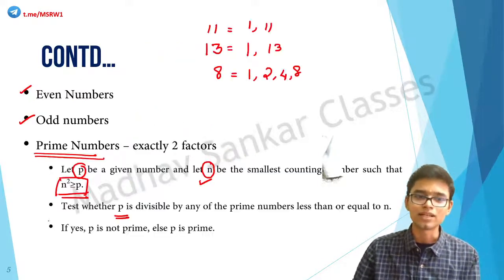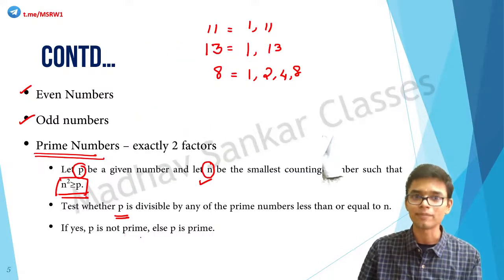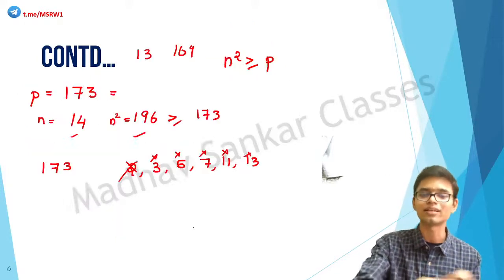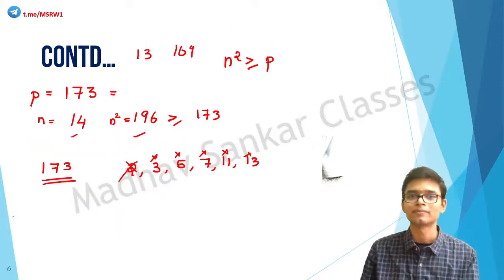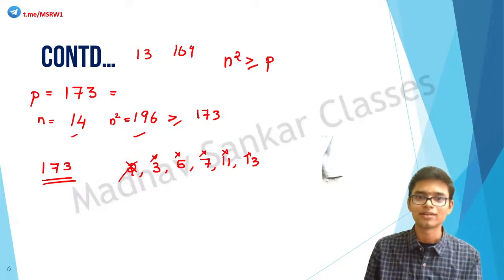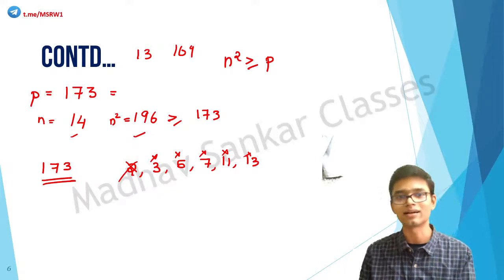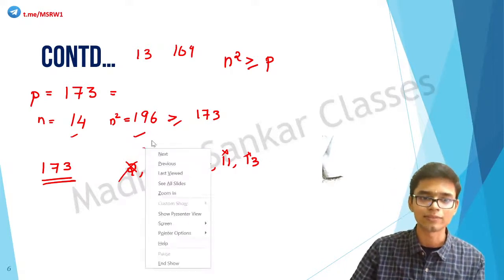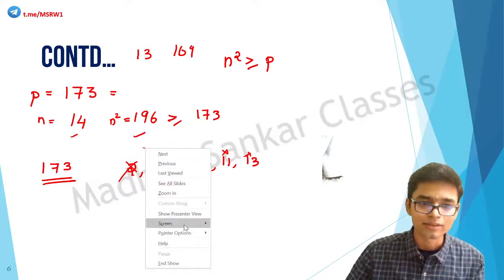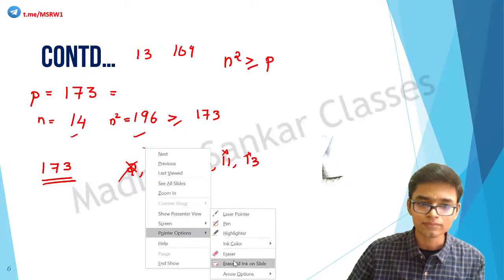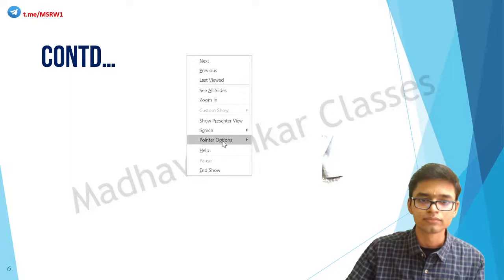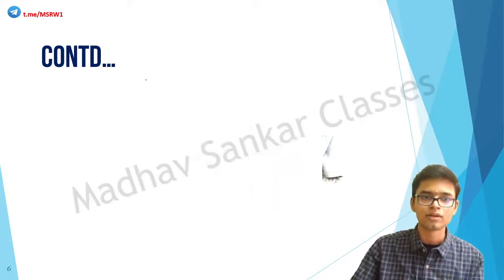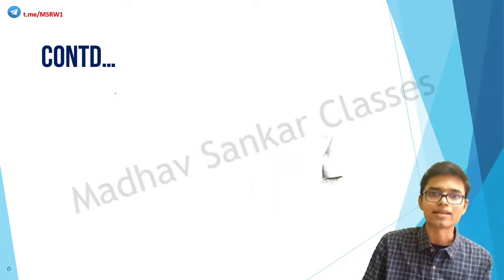So coming to step 3, if yes, P is not a prime, else P is a prime. So here nothing is divisible. So 173 is a prime number. Did you understand that? Is it difficult? I will give you one more example so that you can easily understand it. Okay, one second. Let me just clear this. Okay, I will give you another example.